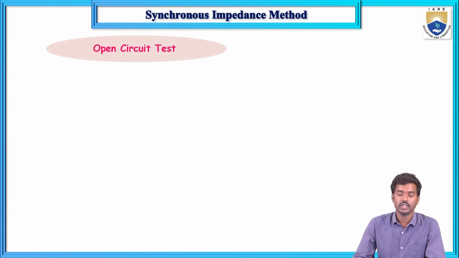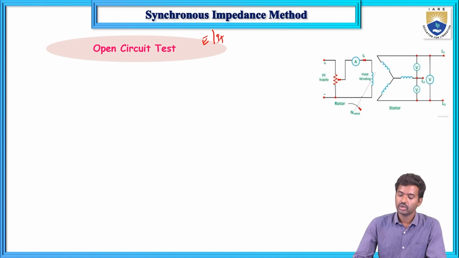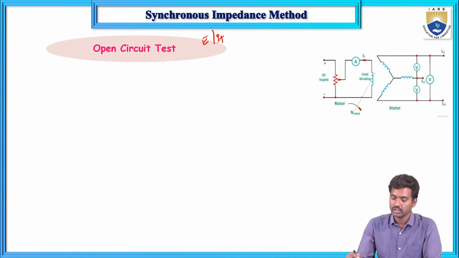Open circuit test is between induced EMF versus field current. So see the diagram first. Now alternator construction, this is the rotor, stator. From the stator we can collect the induced EMF. There is no load, so open circuit test can be conducted without load.